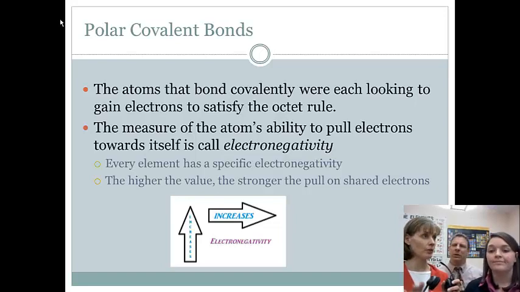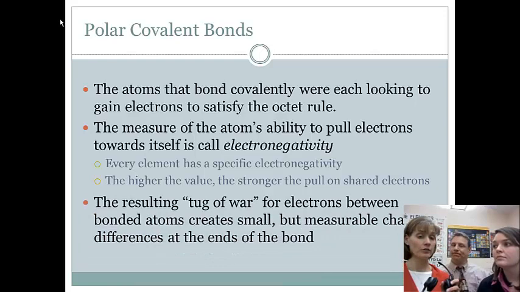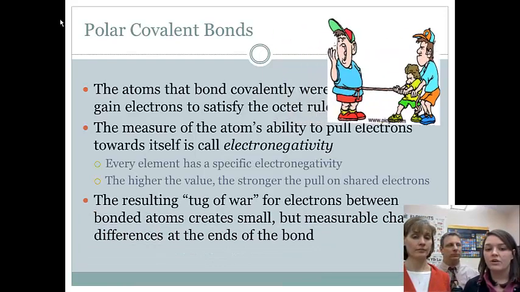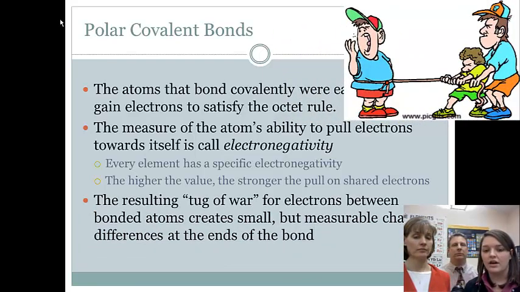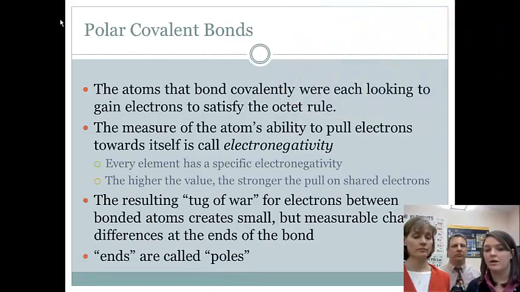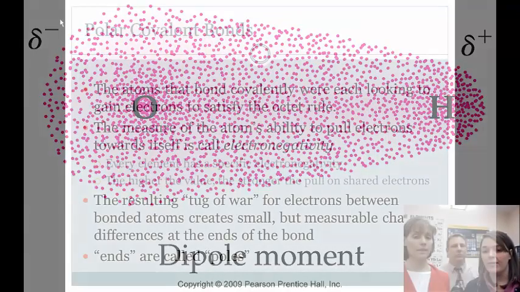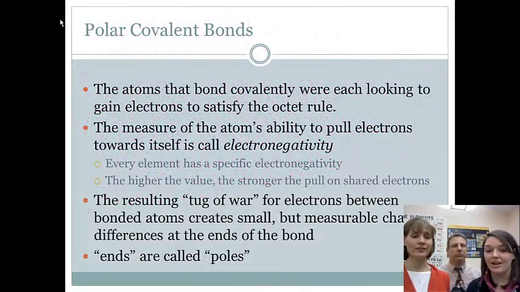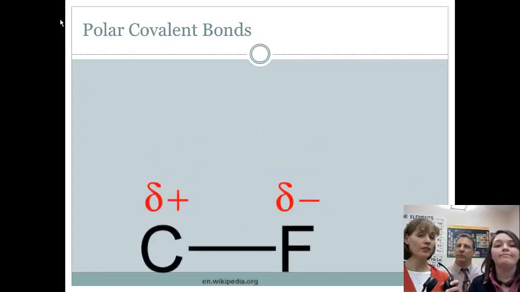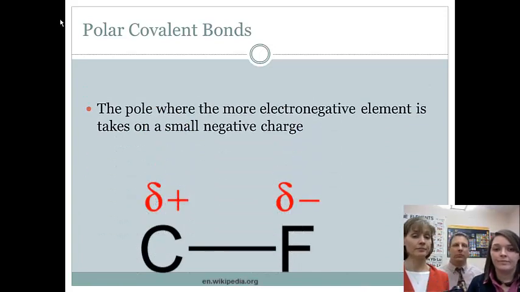The elements further to the right or up are the ones that are going to have the stronger pull on the shared electrons. This resulting pull, or tug of war, for those electrons creates a pretty small but measurable charge difference at the ends of the bond. If one side of the bond is pulling more than the other side, we can see that difference. We call both of these ends poles. The poles of the bond are doing a tug of war on these electrons in the middle. One end is going to be slightly positive, the other end is going to be slightly negative.